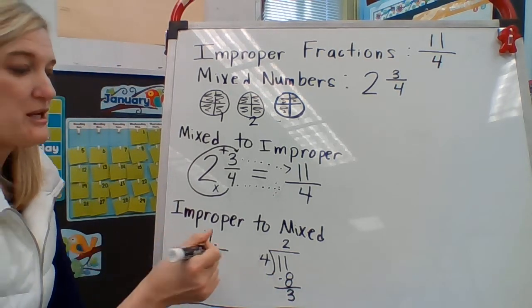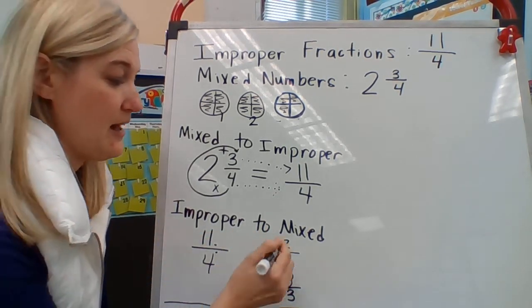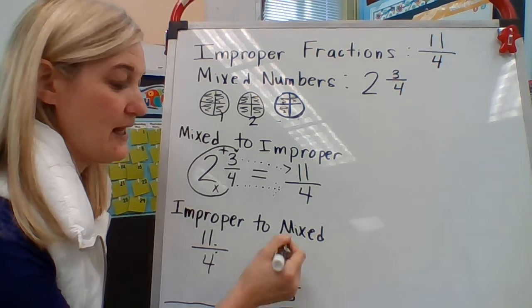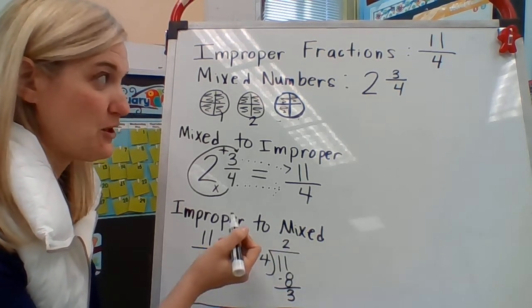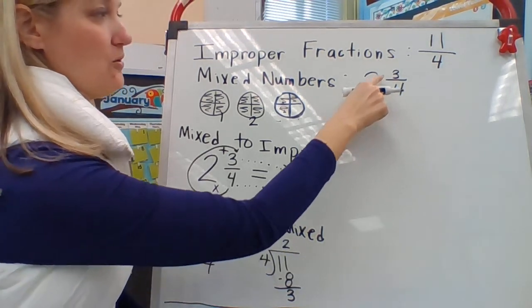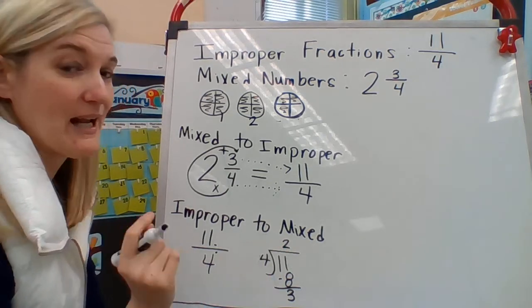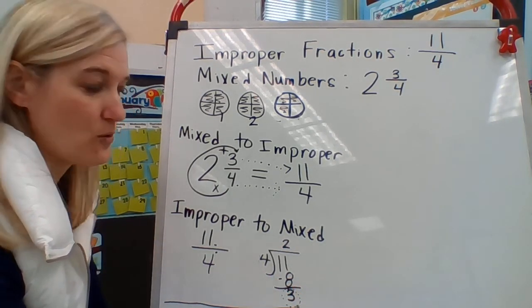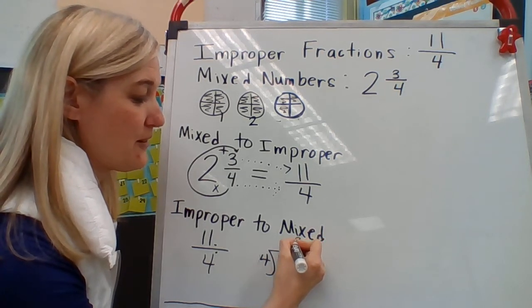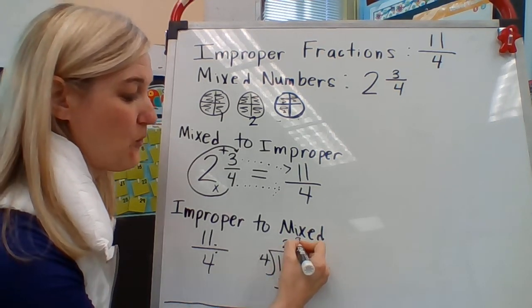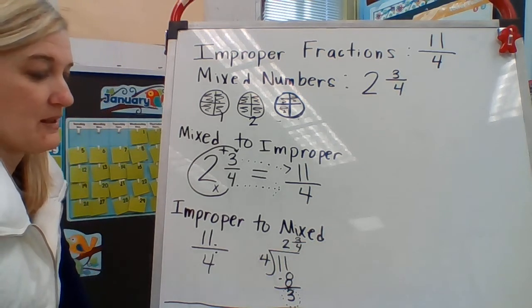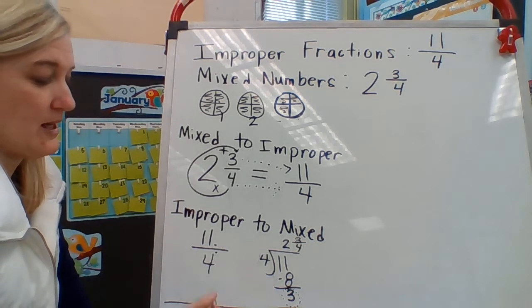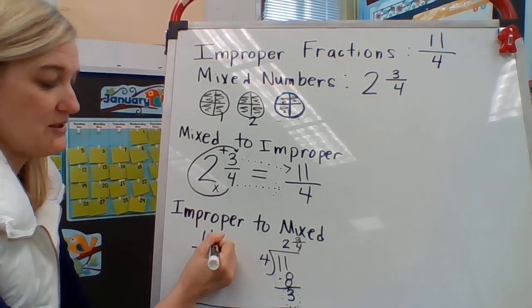Now, I'm changing it to a mixed number. This is going to be my whole, and then I need a fraction, because we know mixed numbers are a whole with a fraction. This little remainder is going to be my numerator, my 3, and my 4 is going to be my denominator: 2 3/4.